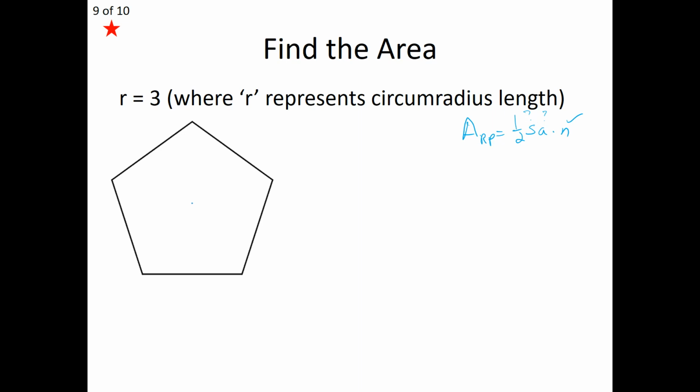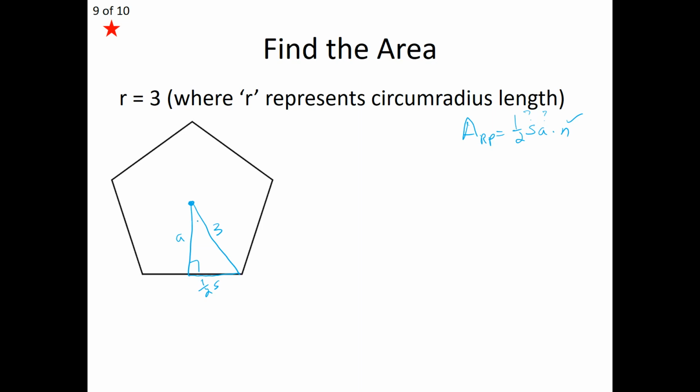So let's follow through with our pattern. We first draw in where the center is, and construct 2 segments, the apothem and the circumradius. We know the circumradius this time is a length of 3, but we need to find the apothem, and we need to find the side length, which right down here is 1/2 s.